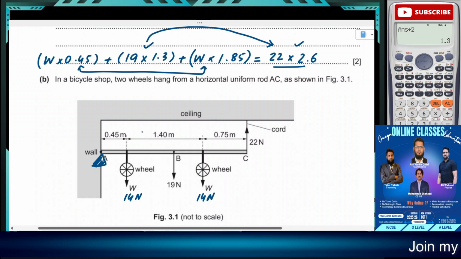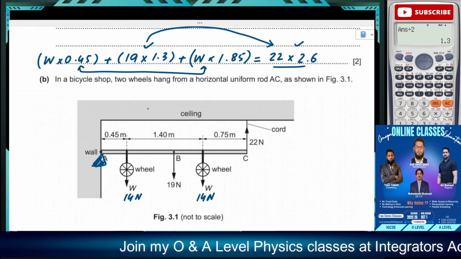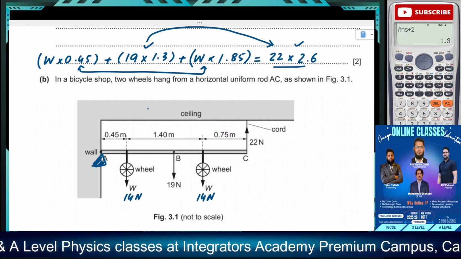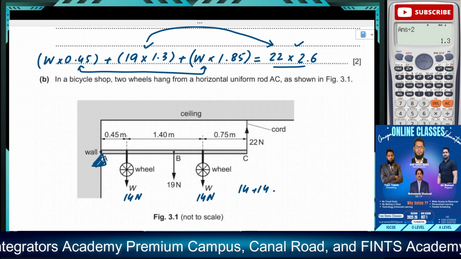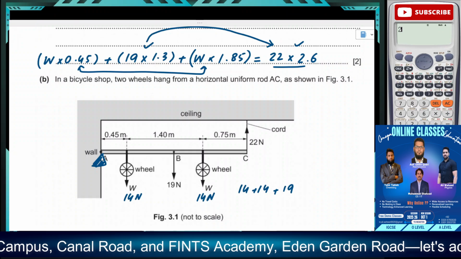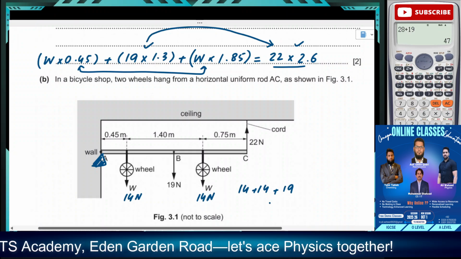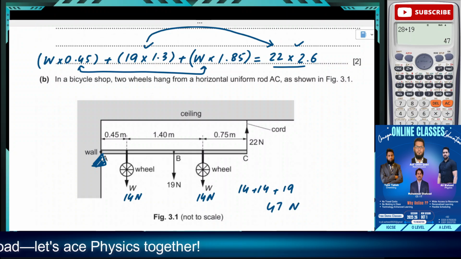Alright, so for this one, we use the principle of equilibrium. The net vertical force should be 0. So what is the sum of downward forces? 14 plus 14 plus 19. This is the sum of the downward forces. So 14 plus 14, 28 plus 19, 47. So the total force that is downward is 47.